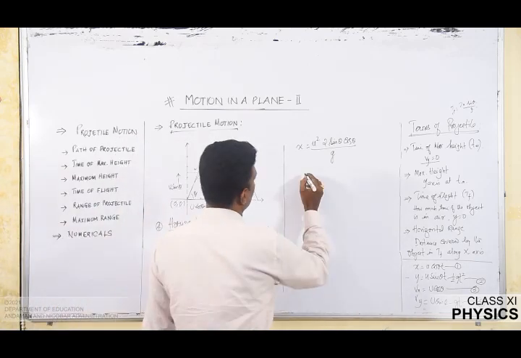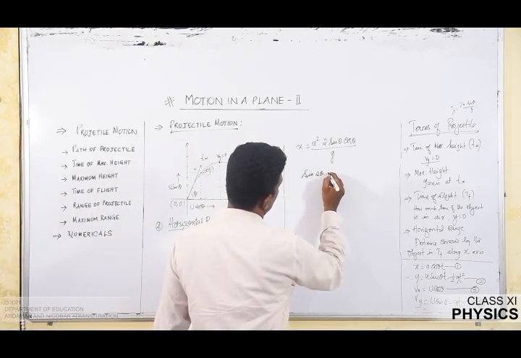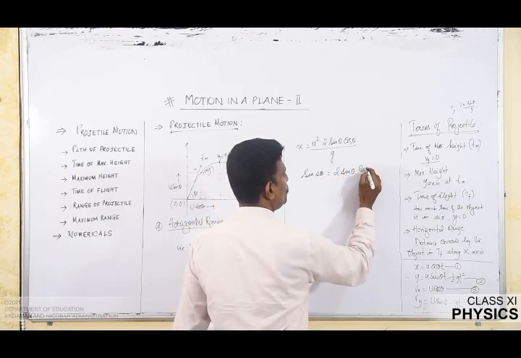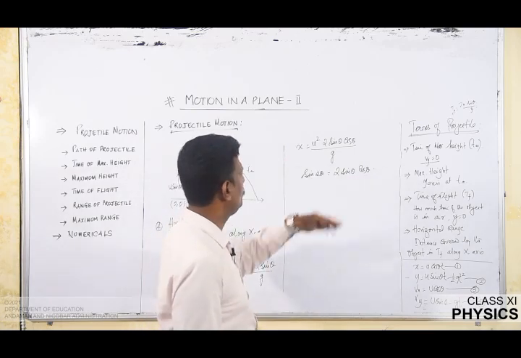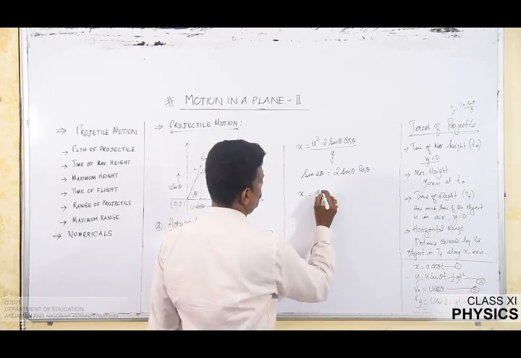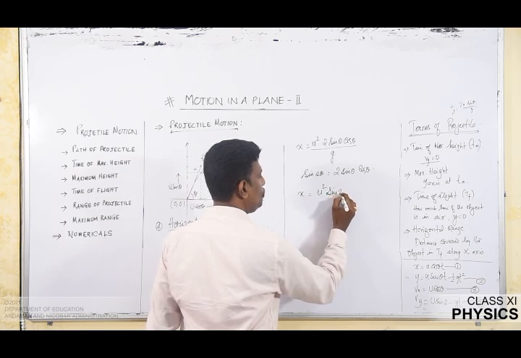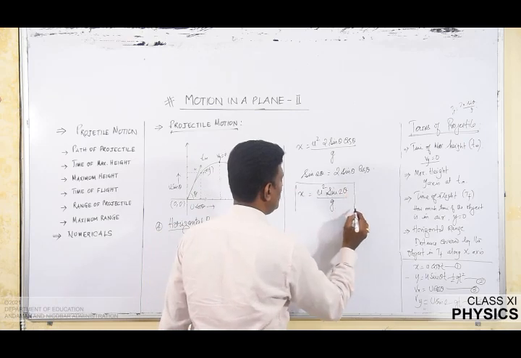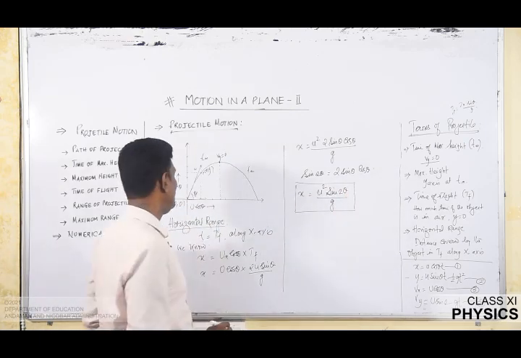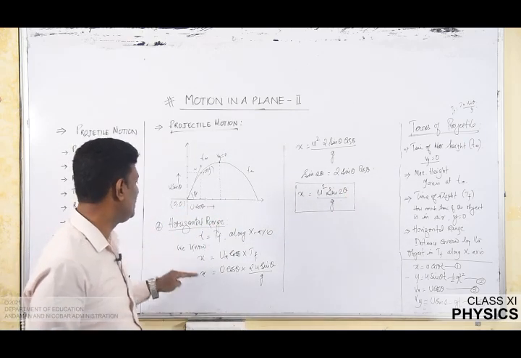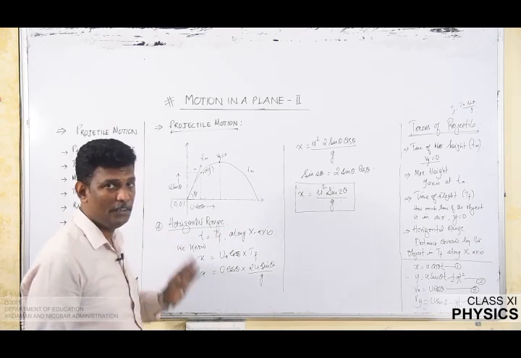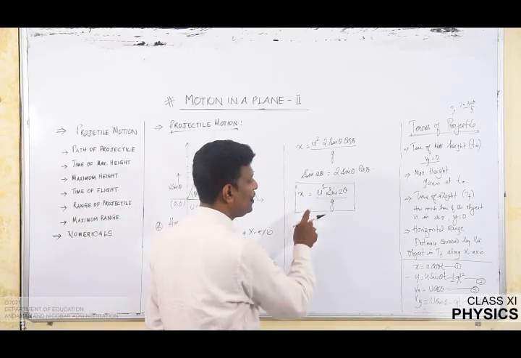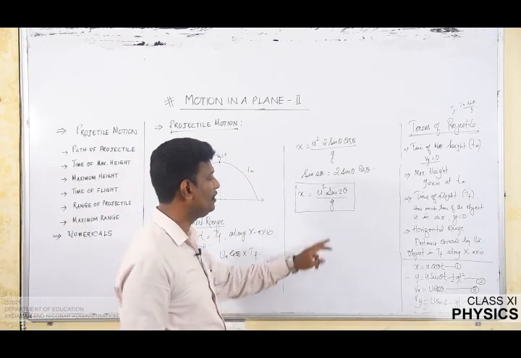We know the formula, sin 2 theta is equal to 2 sin theta cos theta. So, we can put here x is equal to u square sin 2 theta by g. So, this is the horizontal distance covered by the object, that is we can say horizontal range. When it will be maximum, we know that u and g are constant, it solely depends on the sin 2 theta.